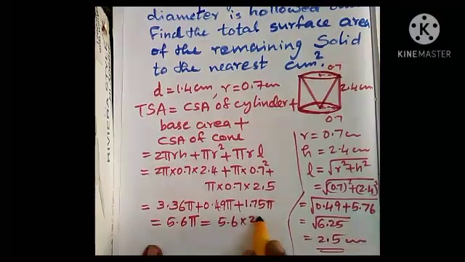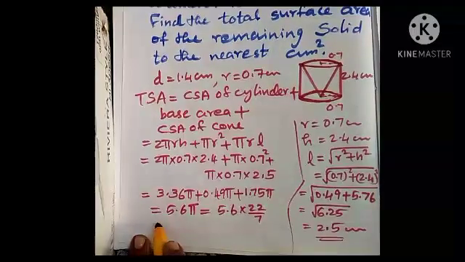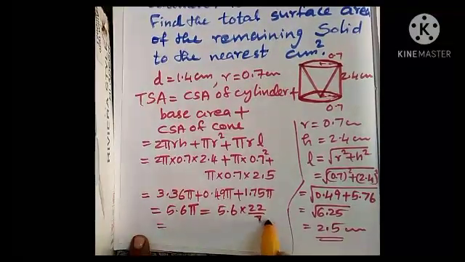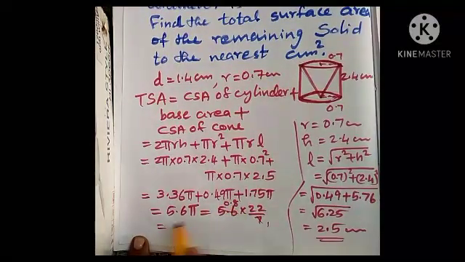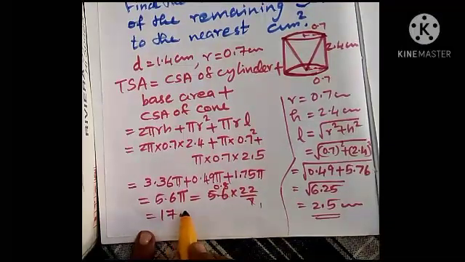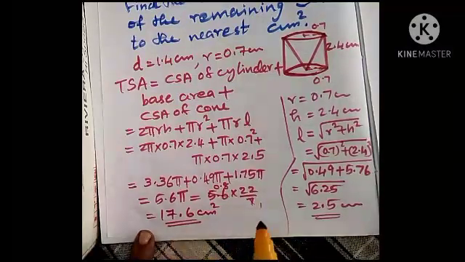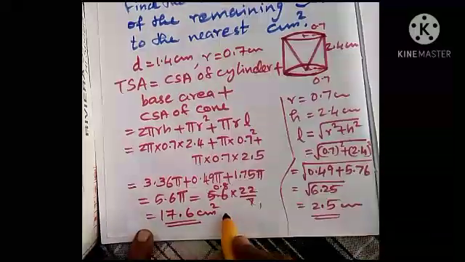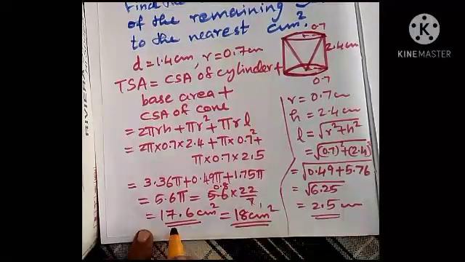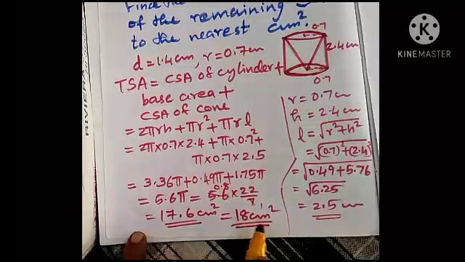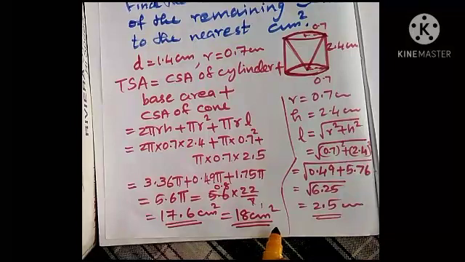5.6 into 22 by 7. Now we can cancel 7, no? So here it is 7 and 5.6. How can we cancel? 0.8. That is equal to 17.6 centimeter square. And the approximate value is asked, no? So nearest centimeter square means it is 18 centimeter square. 17.6 we can round up to 18. So the answer is 18 centimeter square. Understand?